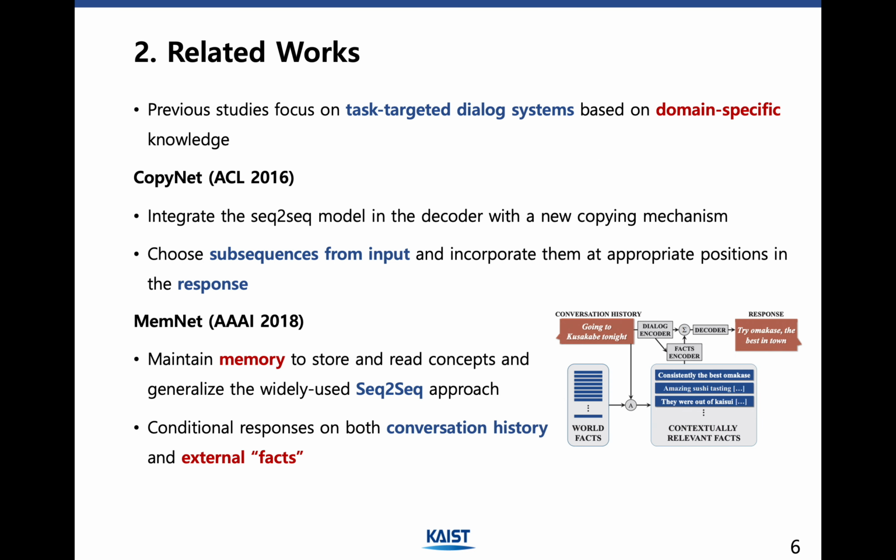Lots of previous studies using knowledge graphs focus on task-targeted dialogue systems based on domain-specific knowledge. For instance, CopyNet integrates the sequence-to-sequence model in the decoder with a new copying mechanism and chooses subsequences from input and incorporate them at appropriate positions in the response. MemNet maintains memory to store and read concepts and generalize the widely used sequence-to-sequence approach. It generates conditional responses on both conversation history and external facts.